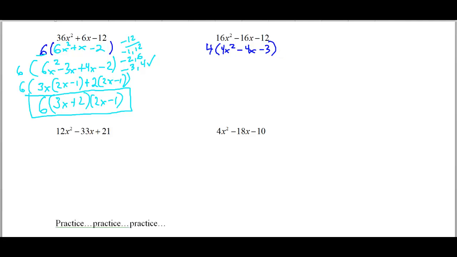I'm going to change colors a little bit and work on this middle section here in, let's do red this time. No, how about purple? All right, so this whole problem right here is going to become my focus. 4 times negative 3 is negative 12 again. And this time I want a negative 4 here.